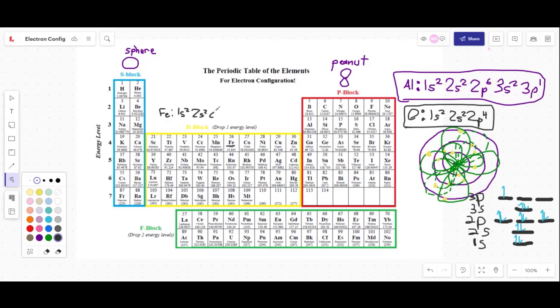Then 2p6. 2p6. And what comes after that? 3s2. 3s2. What comes after that? 3p6. Very good. 3p6. We've boldly gone where no one has gone before, or at least we haven't.